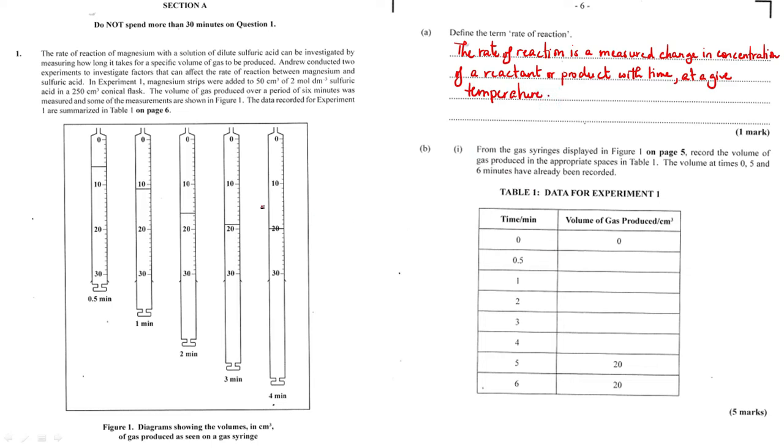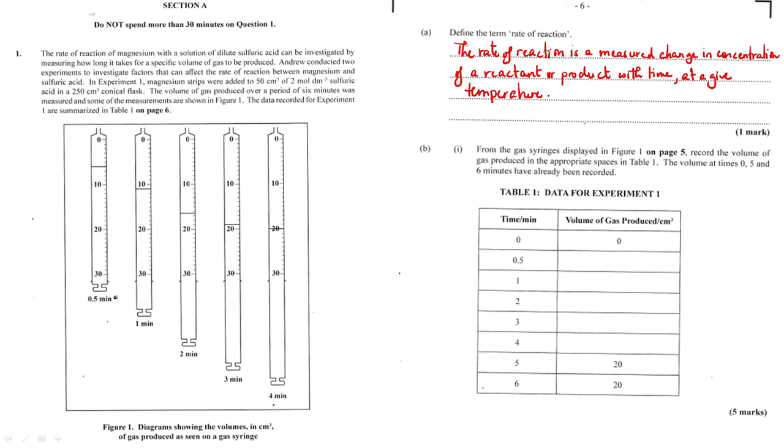Then we have some easy stuff to do. We just have to remember, as we're going down the thermometer here, we're increasing. It says from the gas syringes displayed in figure 1 on page 5, record the volume of gas produced in the appropriate spaces in table 1. The volume at times 0, 5, and 6 minutes have already been recorded.